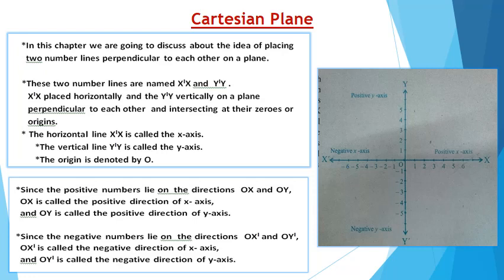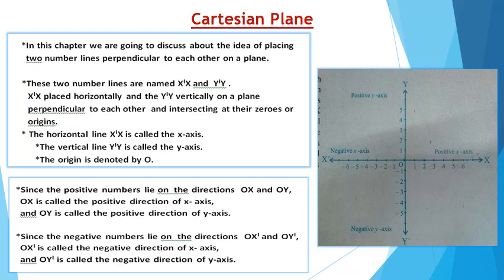The horizontal line x dash x is called the x-axis. The vertical line y dash y is called the y-axis. The origin is denoted by the letter O. Since the positive numbers lie on the directions OX and OY, OX is called the positive direction of x-axis and OY is called the positive direction of y-axis.